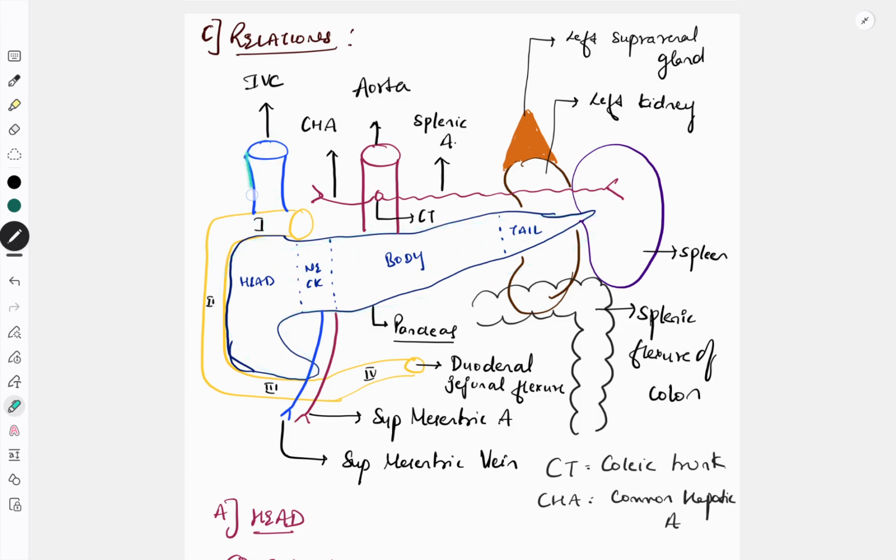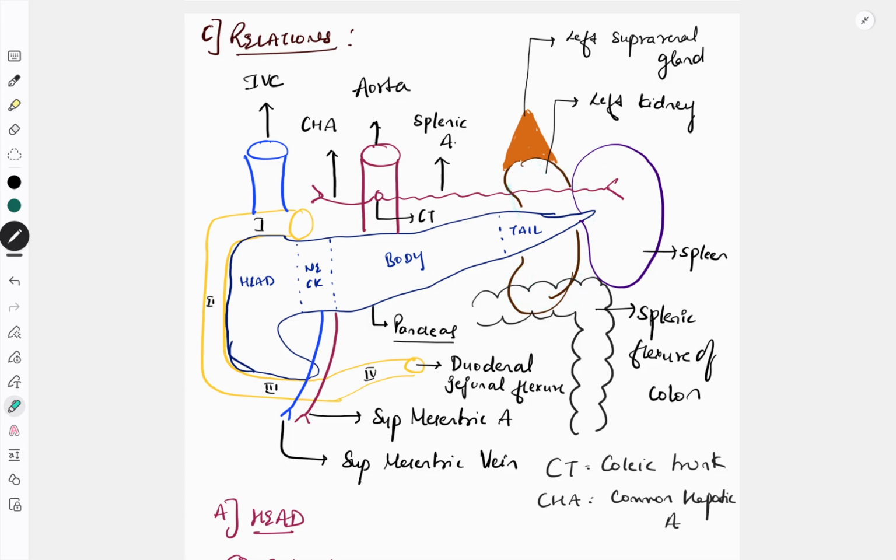Now as you can see, this is your IVC, the inferior vena cava, and this is the aorta. On the aorta you can see the celiac trunk. From the celiac trunk you have the splenic artery coming. This is the splenic artery, and CHA is the common hepatic artery. And then behind, these are all the posterior relations. This is all present behind.